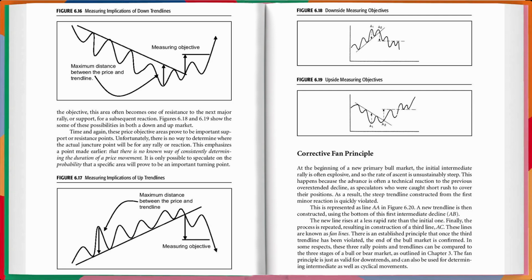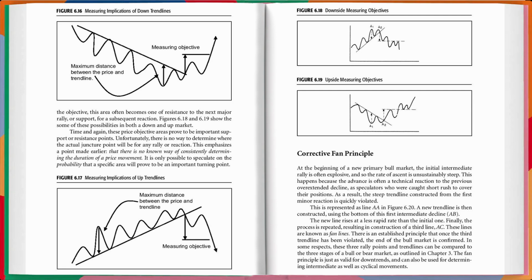Time and again, these price objective areas prove to be important support or resistance points. Unfortunately, there is no way to determine where the actual juncture point will be for any rally or reaction. This emphasizes a point made earlier, that there is no known way of consistently determining the duration of a price movement. It is only possible to speculate on the probability that a specific area will prove to be an important turning point.